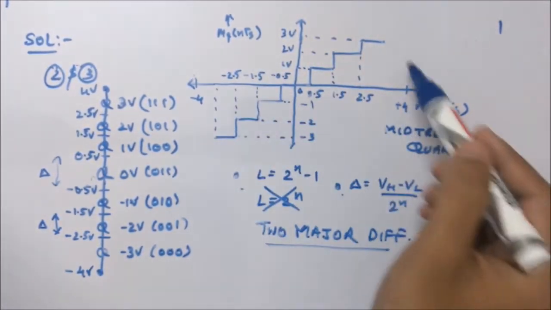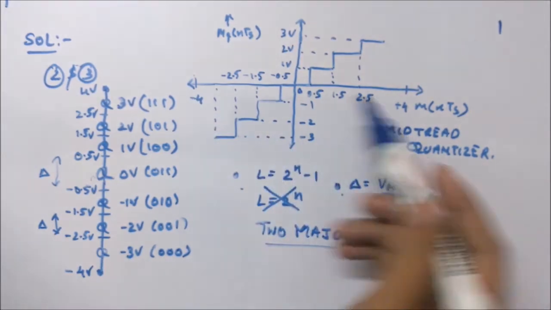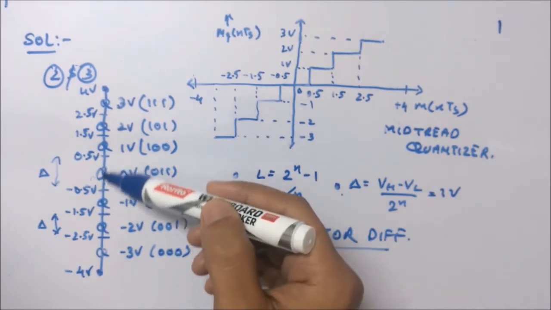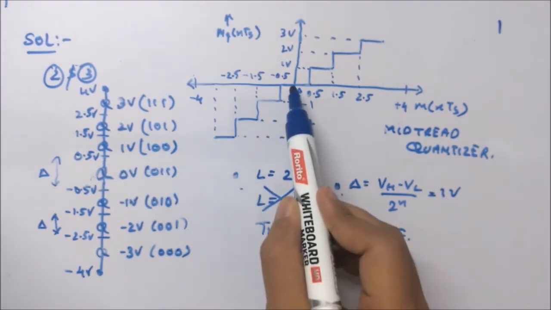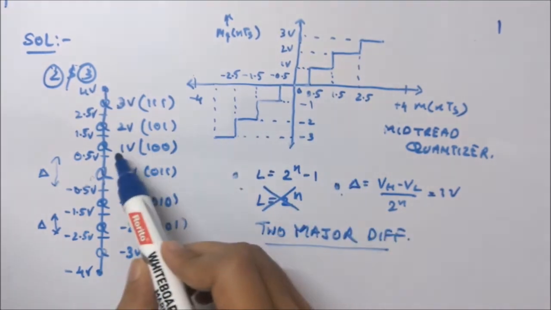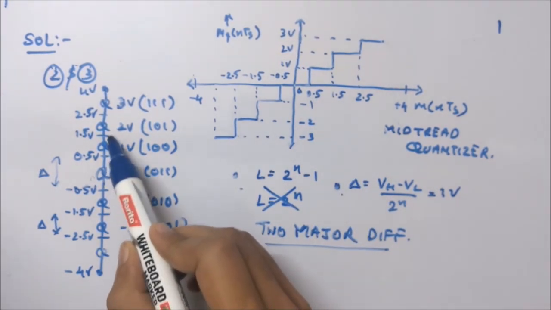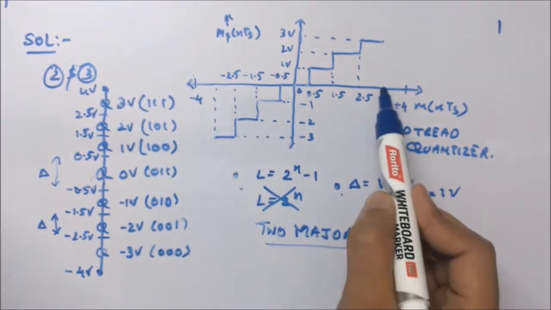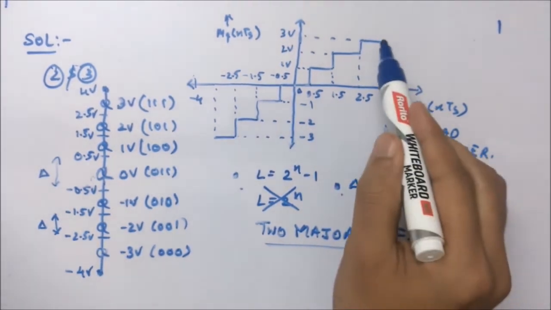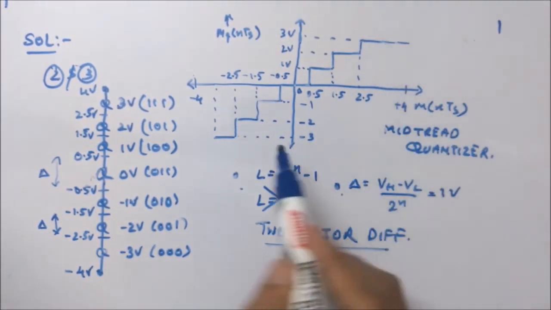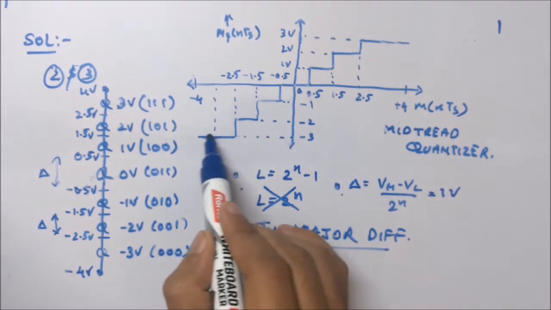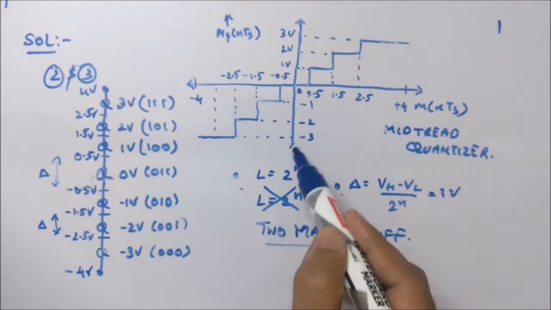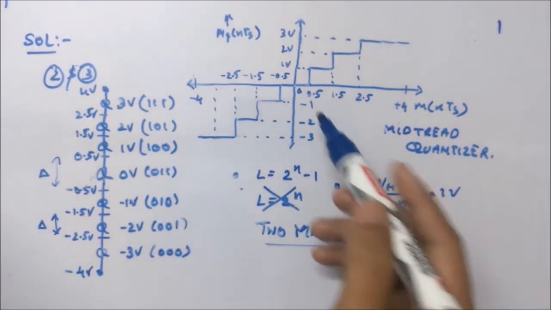And here is the quantizer characteristic, the third part which I have shown here. You can see the same thing: between -0.5 to 0.5, the value is 0. From 0.5 to 1.5 it is 1 volt. Similarly, from 2.5 to 4 volt it is 3 volt. Here also, from minus 2.5 volt to minus 4 volt, it is minus 3. Okay, so that's how it is made.